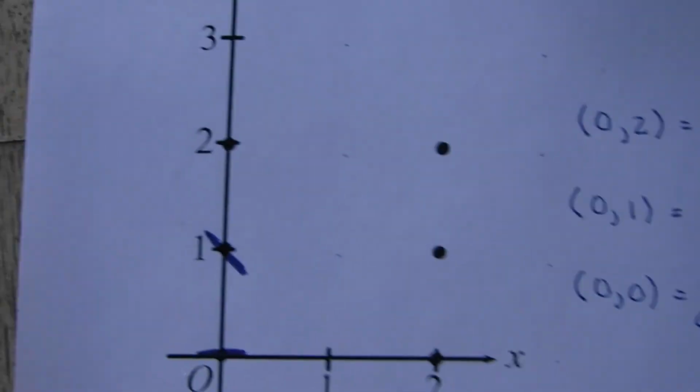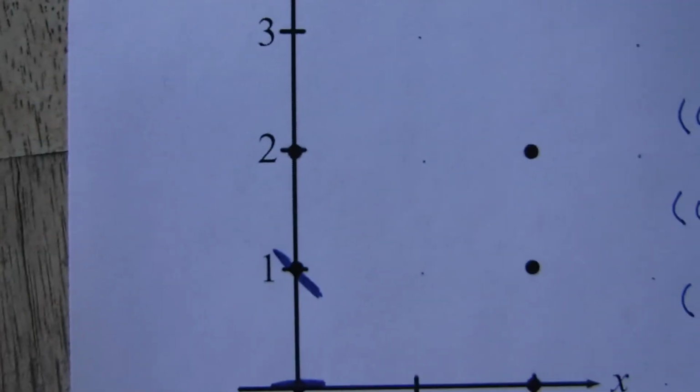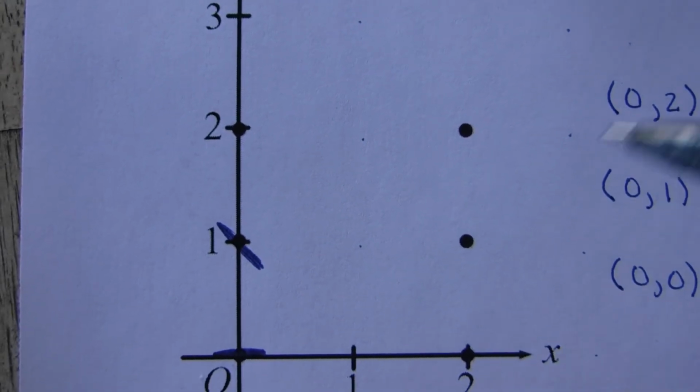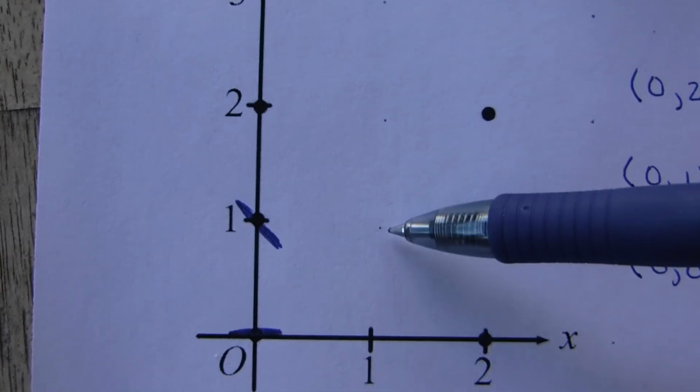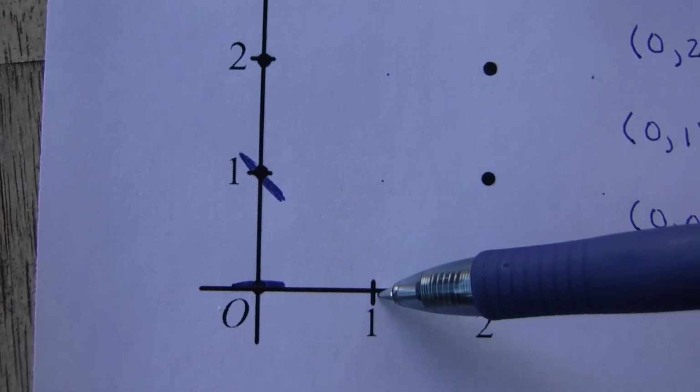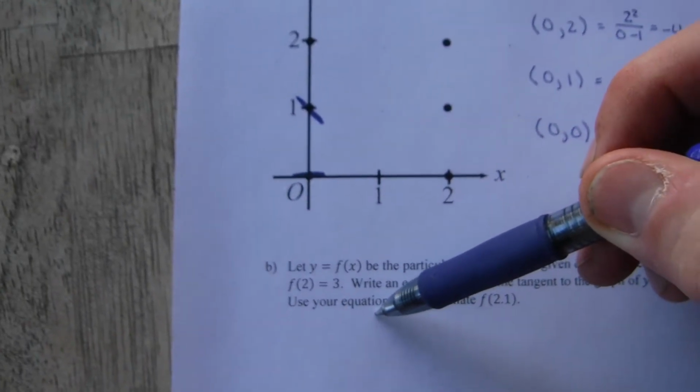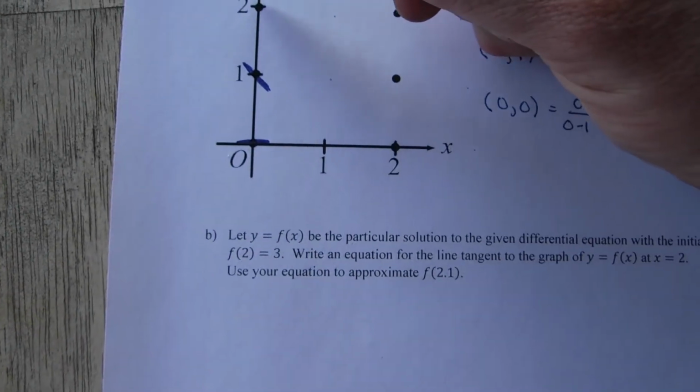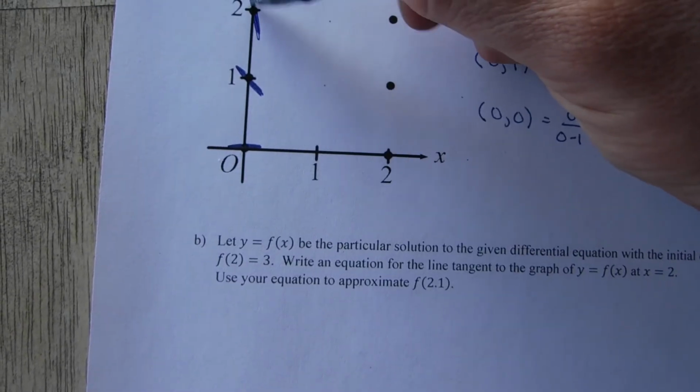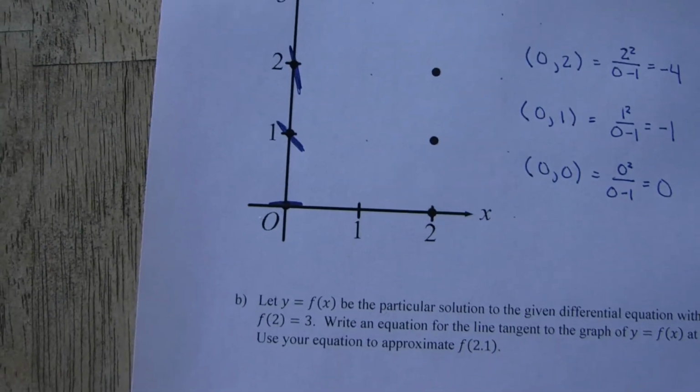(0, 2) is at negative 4. So negative 4, this is going to be kind of complicated. It has a rise, so let's go 1, 2, 3, 4, kind of pointing out right down here. This is kind of what I'm aiming for. So it'll be a steep negative 4 line.